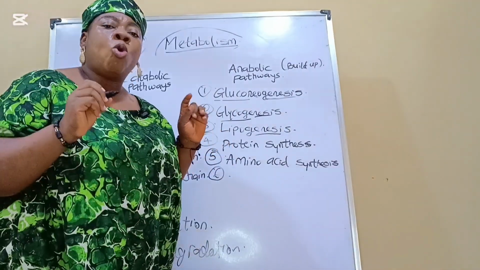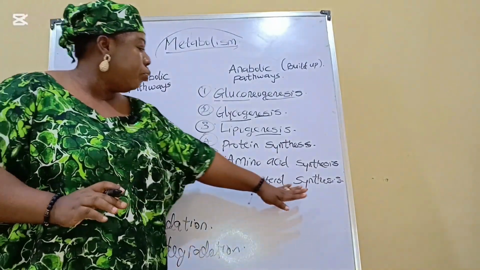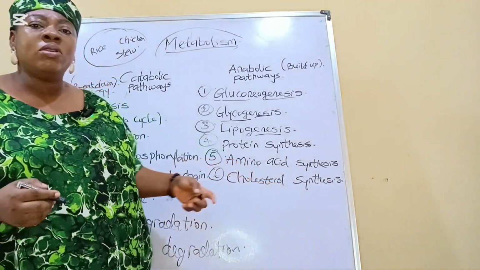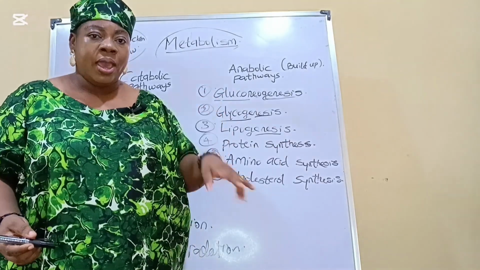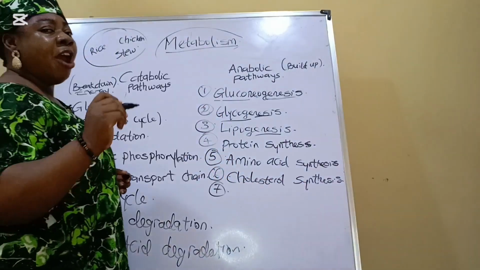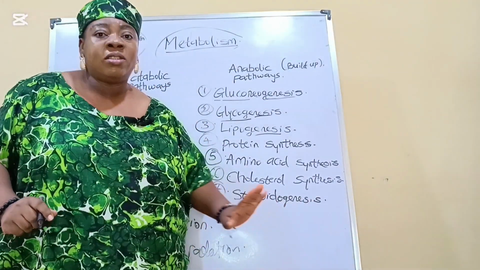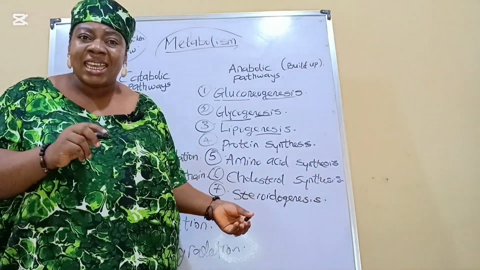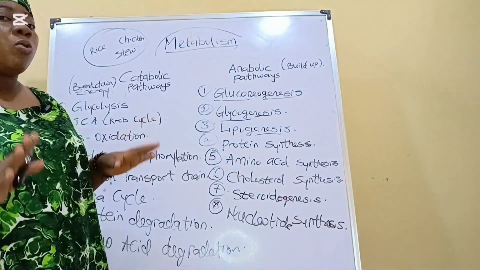Number 6, cholesterol synthesis. Here, what we want to produce is cholesterol. And where are we producing it from? From our acetyl CoA. Another pathway under this anabolic pathway. Number 7, steroidogenesis. This means the synthesis of steroids. Another one that we have here is nucleotide synthesis. Here, what are we synthesizing? Nucleotides. Let's do a quick recap.